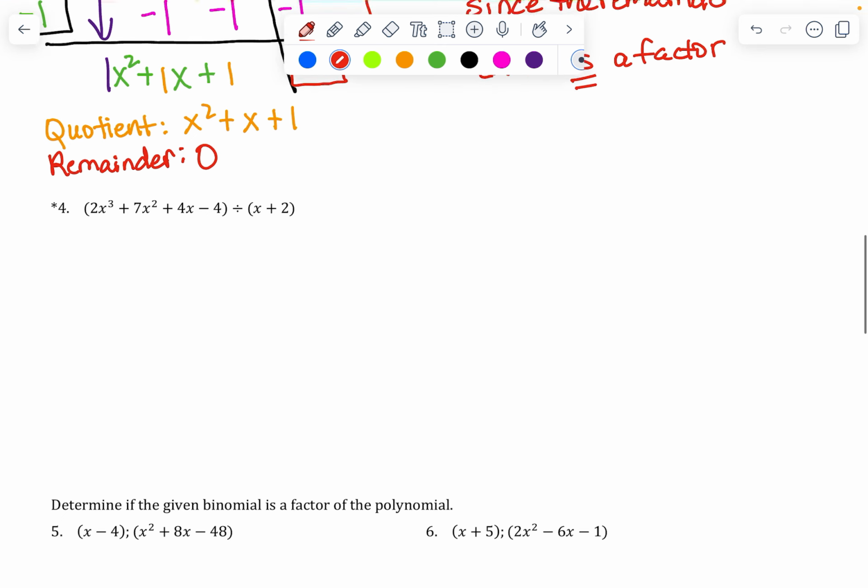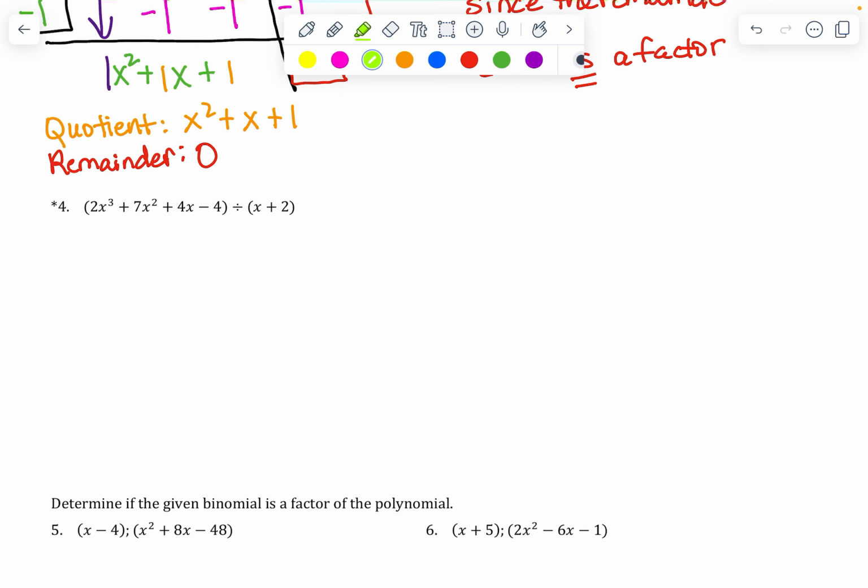All right, next one. Same thing we've been doing. Grab your divisor. Set it equal to 0. X plus 2 equals 0. Subtract 2 on both sides. X is a negative 2. Go write your coefficients. Make sure they're good and not out of order. So our exponents are in order, so we're good. So I'm writing down my coefficients.